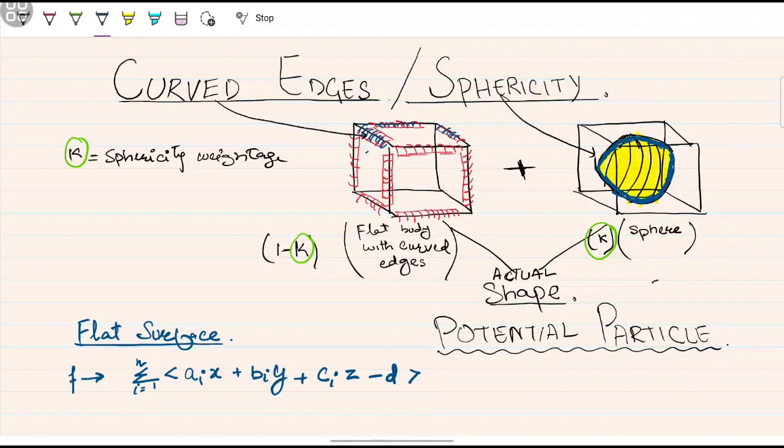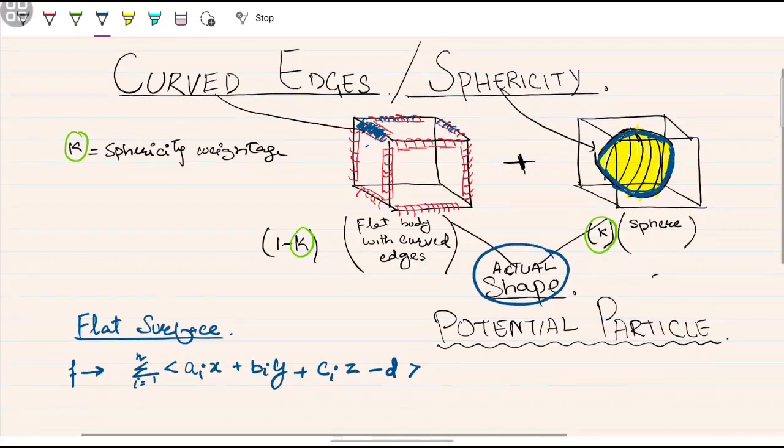In this video, we will be talking about curved edges and sphericity. In the last video, we talked about flat surfaces and flat bodies. In this video, we will be giving a curved edge and sphericity to a body to actually match the actual shape of the particle. How we are going to do it, we'll see in a short time.